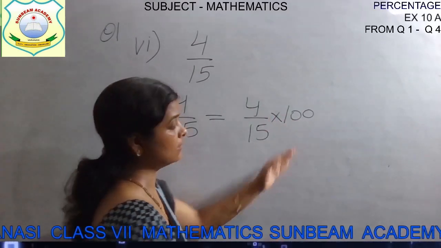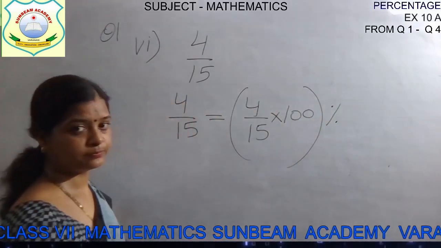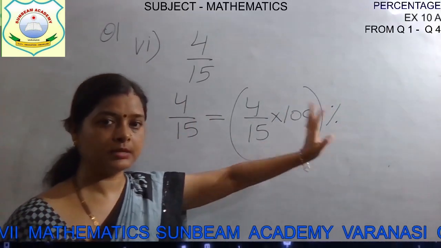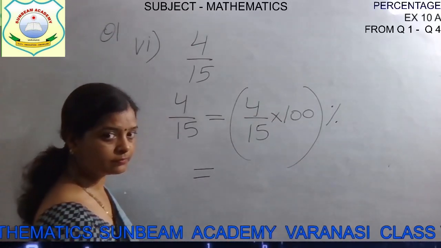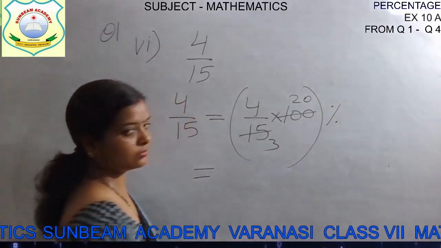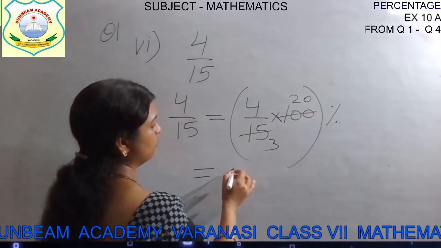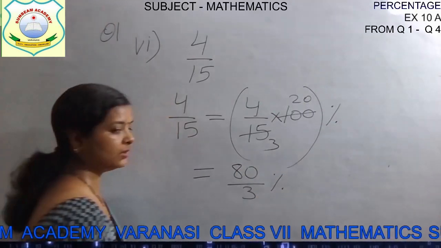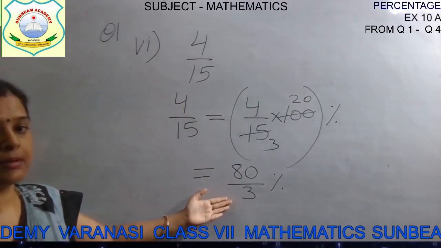So if you multiply by 100, you have to put the percentage sign also. If you have to put 100, children, you have to put the percentage sign also. Now next step. Can we simplify it further? Yes. 5 3s are 15 and 5 2s are 10 and 0. Now further simplification? No. So 4 into 20. 4 2s are 8 and 0 will be there, divided by 3. 80 by 3. What is the answer? 80 by 3%. 4 by 15 is the same as 80 by 3.